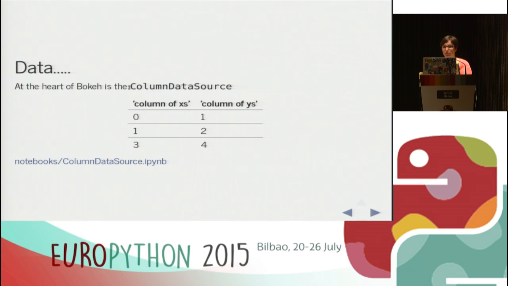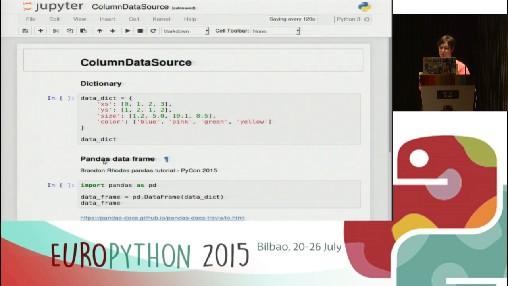So, data. At the heart of Bokeh is the model, the ColumnDataSource. And it's very simple. It's just a table of data, just like you might expect.